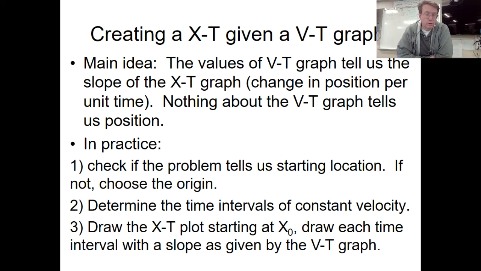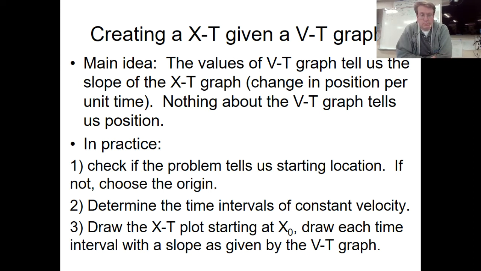You might choose the origin, but with a little bit of experience, you'll scan over the velocity graph and see whether you've got mostly positive velocities or mostly negative velocities. If you have mostly positive velocities, you'll probably want to start low on your position graph because you're going to be sloping upwards a lot. Or if you have mostly negative velocities, you might want to start at a high position because you're going to be sloping downwards a lot.